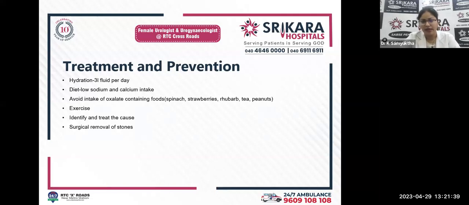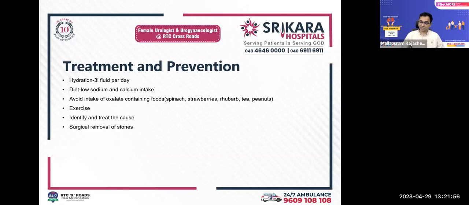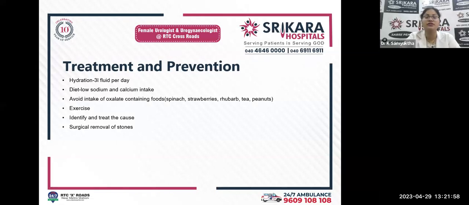mistake, please. If you completely stop having calcium in your diet, a substance called oxalate starts getting absorbed from your intestine. It starts getting deposited in your kidney. If you don't form a calcium stone, you'll form some other stone. So calcium intake should be reduced in quantity, but you should not completely stop having calcium in your diet. It will lead to other problems.